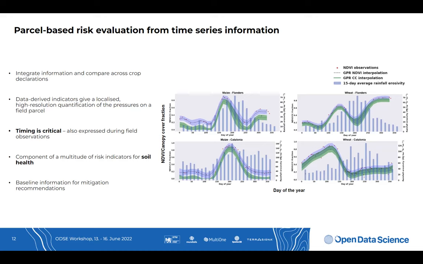And we can also start to integrate this kind of information into more composite index of soil health risk in field parcels. And this also gives some kind of baseline information for the recommendation of mitigation. What management practices should a farmer use to reduce soil erosion at specific time periods?